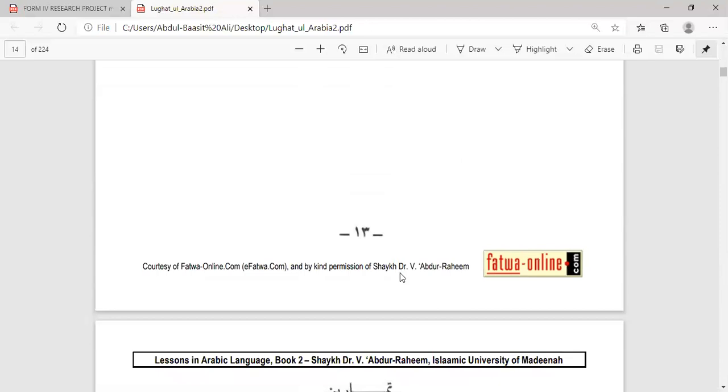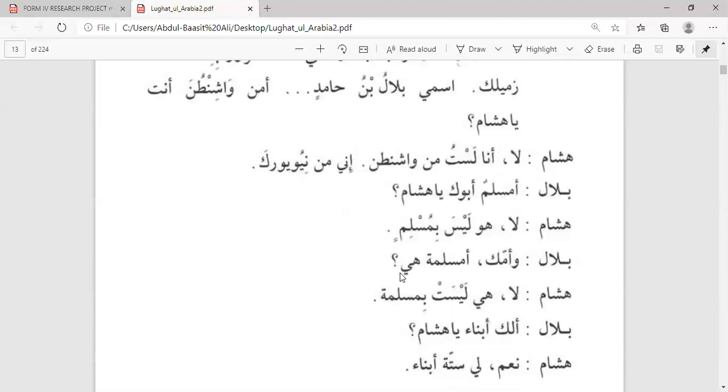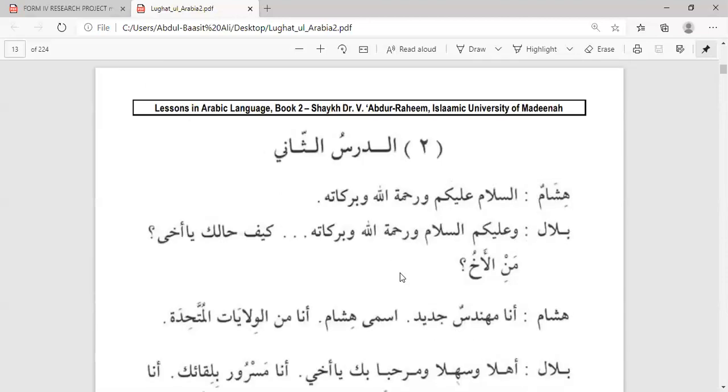Okay, so that is the conversation between Hisham and Bilal. We're going to go through it again, and this time we're going to look at the words and translations, inshallah.